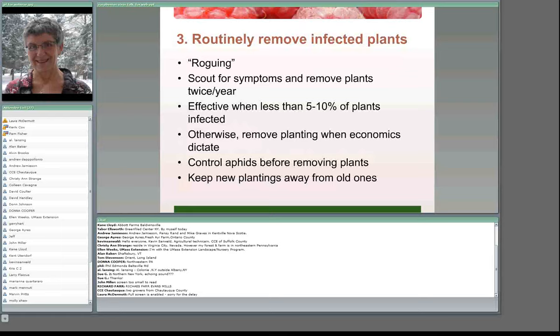Otherwise, if more than that is infected, I guess you should remove the whole planting when it's no longer making money for you. Now, the one time you might control aphids is before removing these infected plants from your planting, because a spray for aphids to kill the aphids before you pull out the plant will help prevent these aphids from flying onto new uninfected plants.